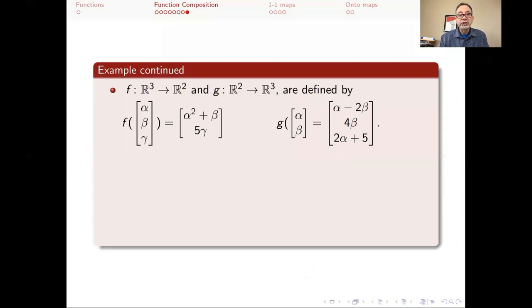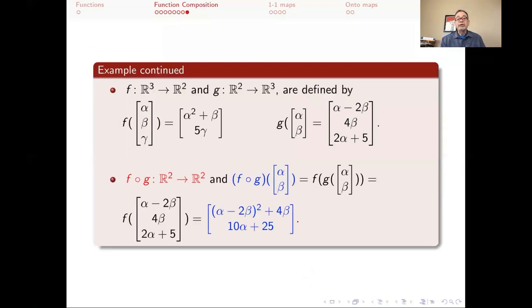Now with the same functions, I could go the other way around. I could do f circle g, which says apply g first and then f. F circle g of alpha, beta. Why is it alpha, beta? Because f circle g starts in R2 and ends in R2. So I'm going to give it a typical element of R2 and see where it goes. That way I know what this function is.